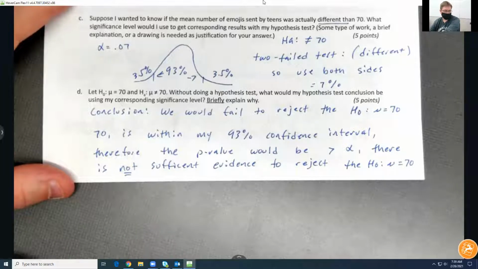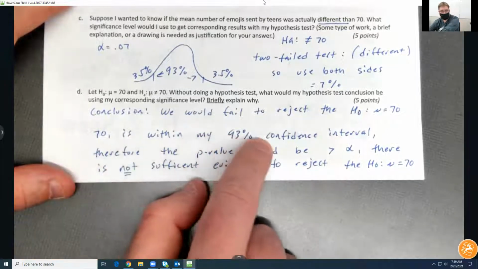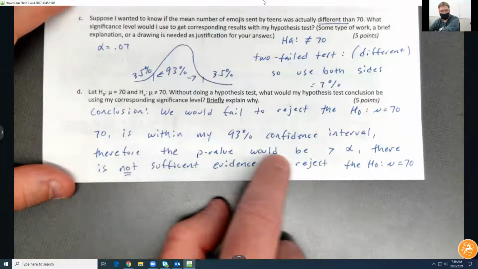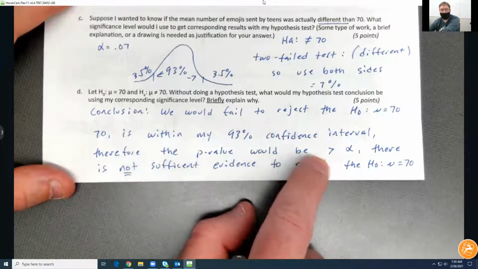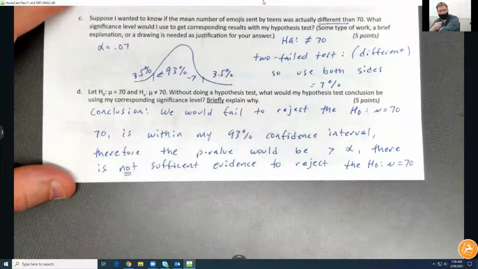You don't have to do the hypothesis test. You already know or expect your answers to be between 66 and 81, basically. And 70 fits right smack dab in the middle of that. So we would fail to reject, since 70 is within my 93% confidence interval. Therefore, the p-value, if we actually did the test, would be greater than alpha, and there would be not sufficient evidence to reject it.